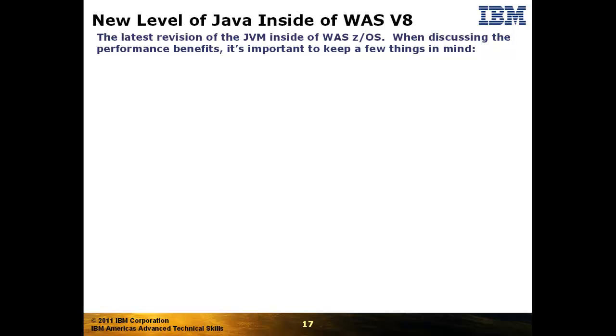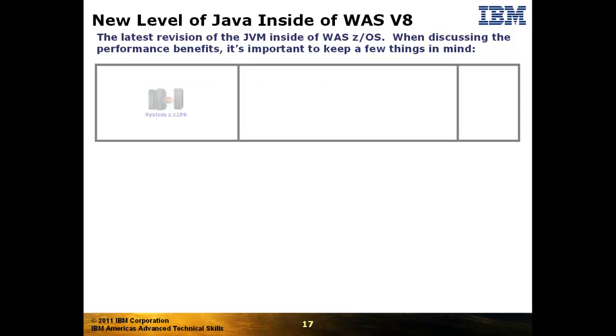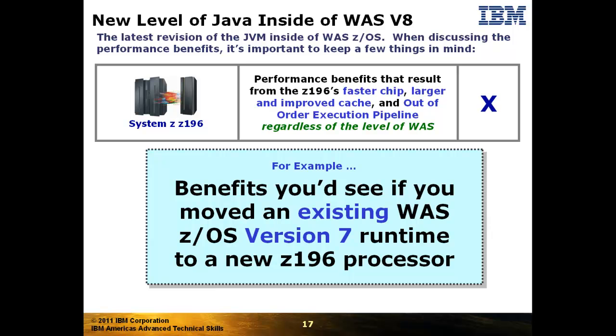So let's step back and try to clarify things a bit by creating a kind of sources of performance framework. Let's start first with the z196 processor. That machine has a faster chip, larger and better cache, and an out-of-order execution pipeline design, all of which bring improved performance. That's a performance benefit you would see regardless of the level of WAS being run. Let's call this performance category X.